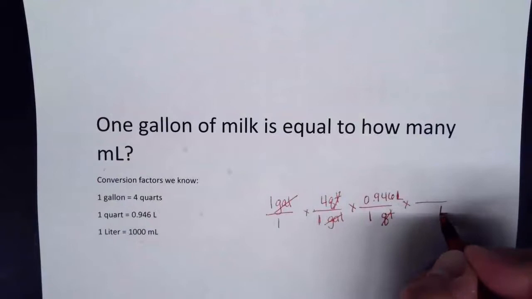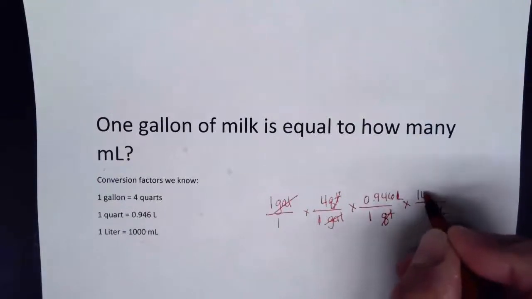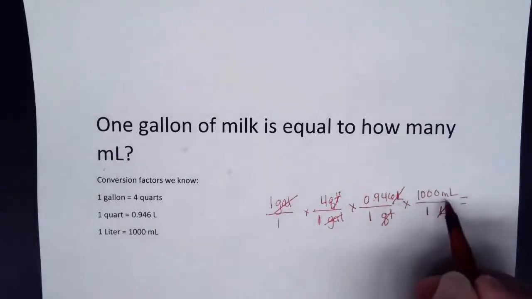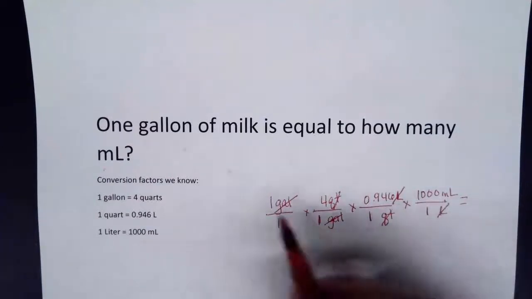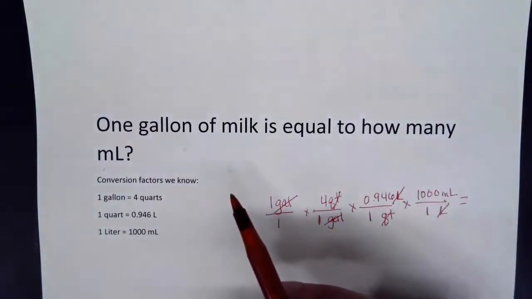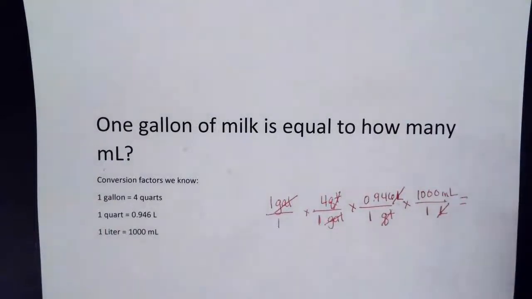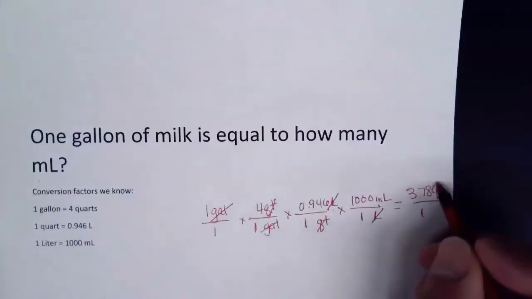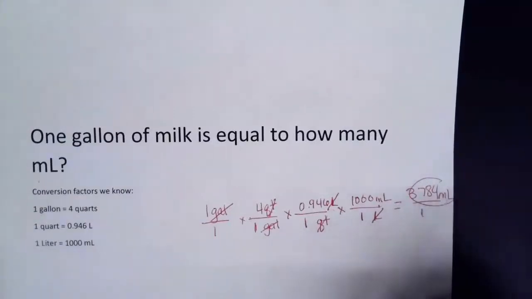Liters on top, so liters would go on the bottom. 1 liter equals 1,000 milliliters. Cancel the unit. And now, the only unit that hasn't been canceled is milliliters, and that's the one we want. And so the answer then becomes 3,784 milliliters, and that's what we wanted.